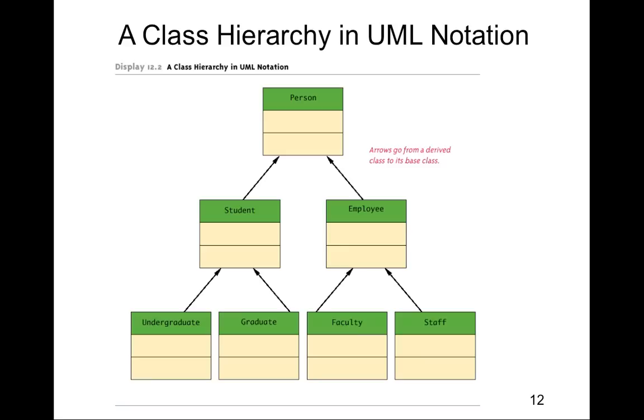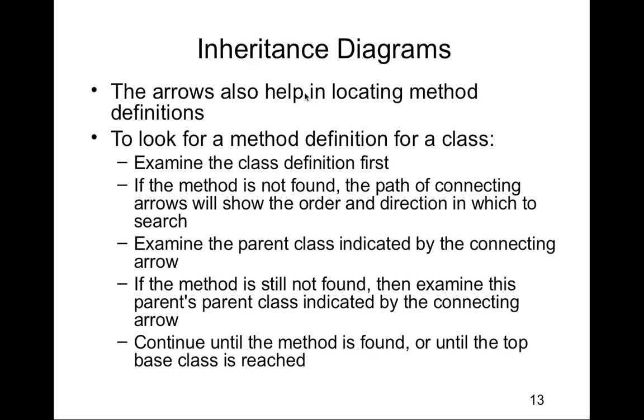So if you're down here and you want employee ID, well, that's going to be an easy one. You're going to come to employee. But let's say you want the person's name, that's probably not going to be until you get up to here. So it kind of helps you in terms of the hierarchy to figure out where that information is going to be stored. So you examine the parent class indicating the connection arrow.